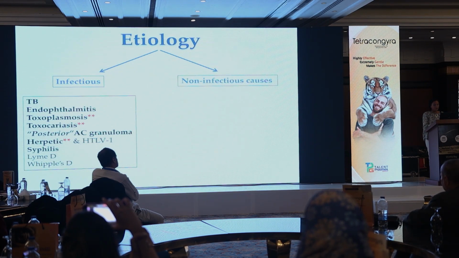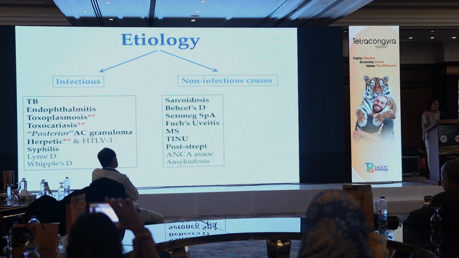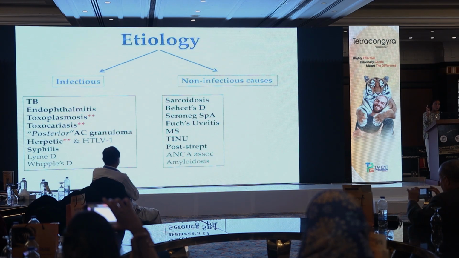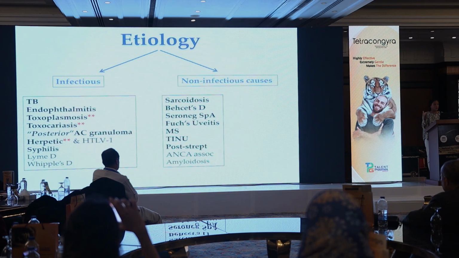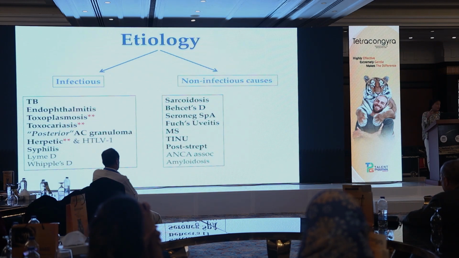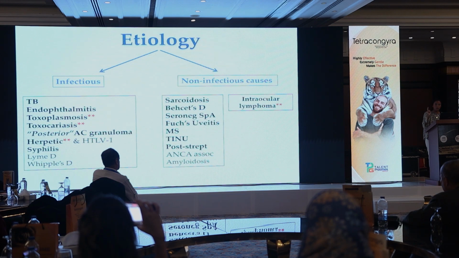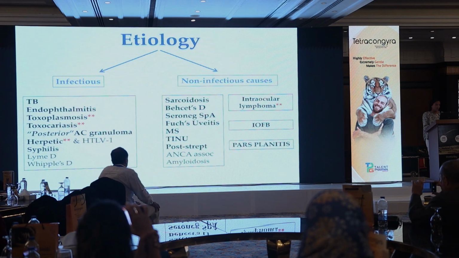And what about the non-infectious causes? We see a lot of sarcoidosis. Behçet's disease, they can come without retinitis, so they can present a form of non-granulomatous intermediate uveitis. Seronegative spondyloarthropathy, as Dr. Therese said, they can come with intermediate uveitis. Fuchs uveitis is considered a form of intermediate uveitis. MS, TINU, and post-streptococcal. But we have to keep in mind three certain entities. Number one, we have to exclude the masquerade of an intraocular lymphoma, the presence of an intraocular foreign body, and finally, the idiopathic form, which is pars planitis.